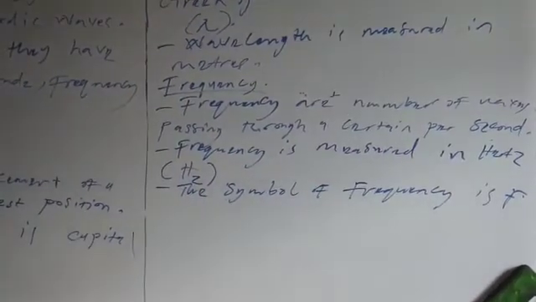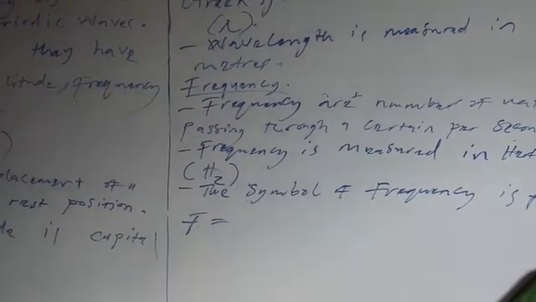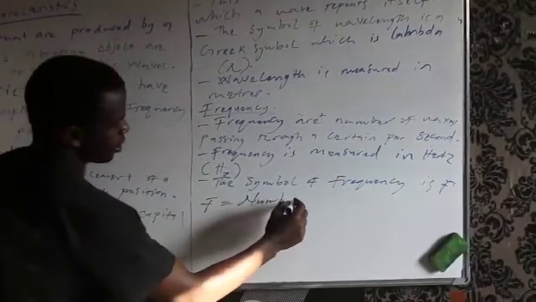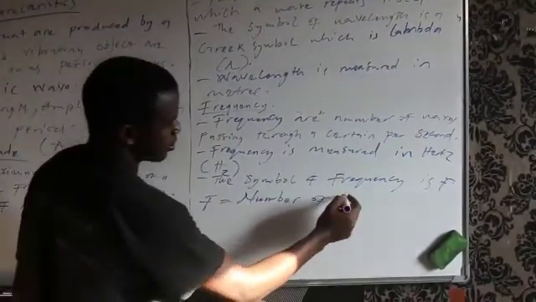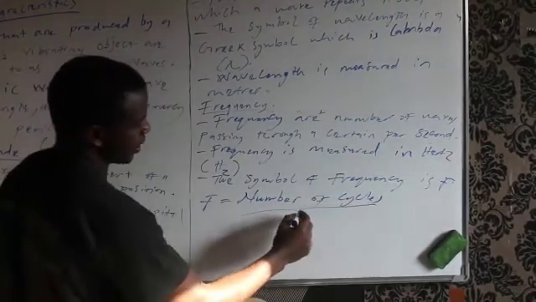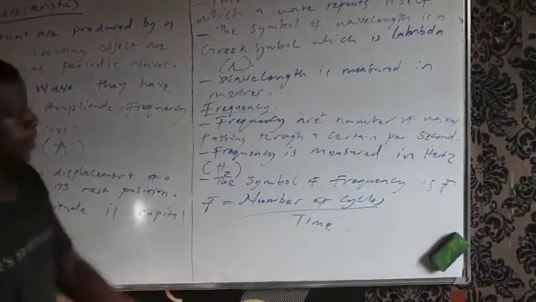Then the formula that you use when calculating frequency: F is equal to number of cycles divided by time. So this is the formula that you use.